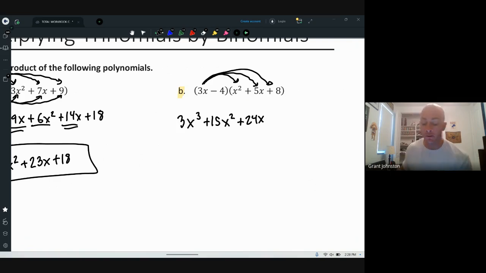Now it's time to distribute the negative 4. Negative 4 times x squared is negative 4x squared. Negative 4 times 5x would be negative 20x. And negative 4 times 8 would be negative 32.